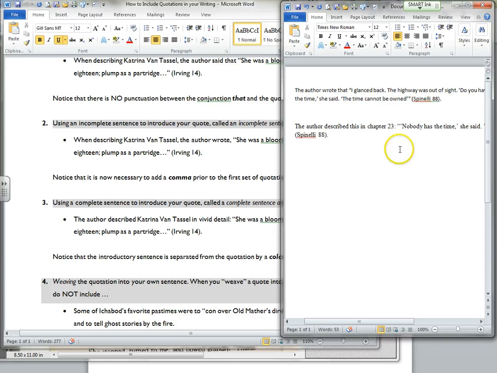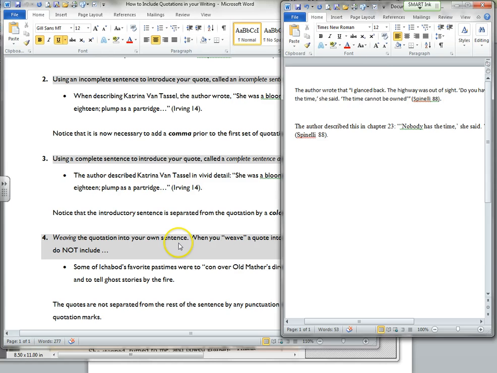Okay, so this is a different punctuation mark yet again. So you can have the author wrote that, or the author wrote comma, or the complete sentence, the author described this in chapter, whatever the chapter number is, with a colon. Okay, and then still the space between. Those are the 3 basic ways to introduce your quote.